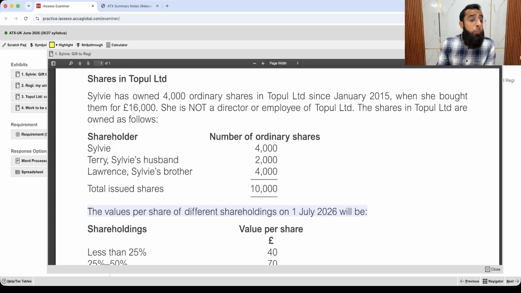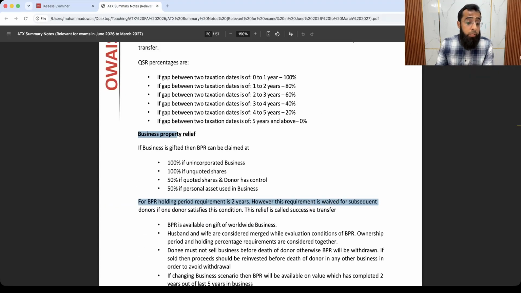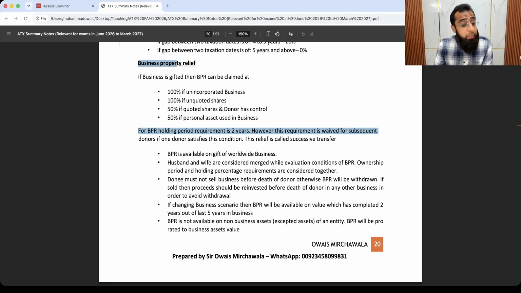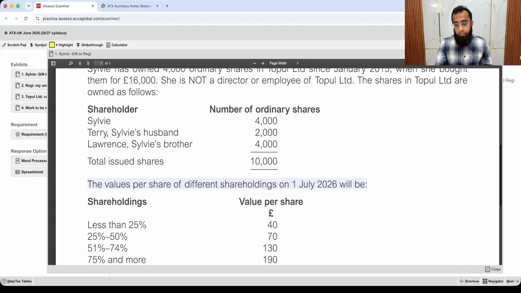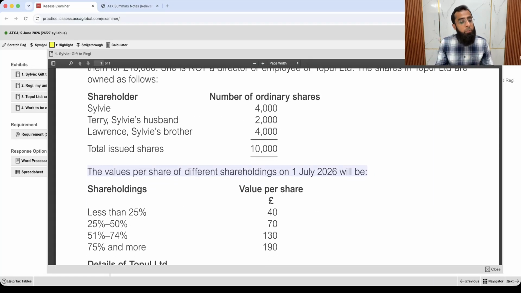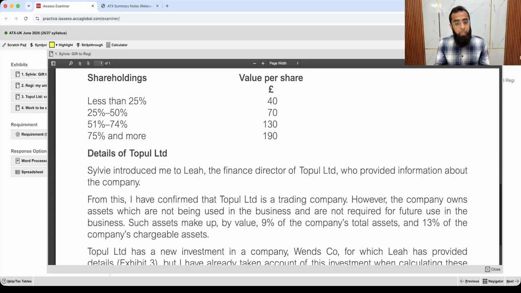But again, business property relief is also restricted if there are excepted assets in the company. It is not available on non-business assets. In BPR, it's not chargeable assets. Chargeable asset is a concept of CGT. BPR looks at the total value of the asset. So from the total value of the asset, 9% is non-business.